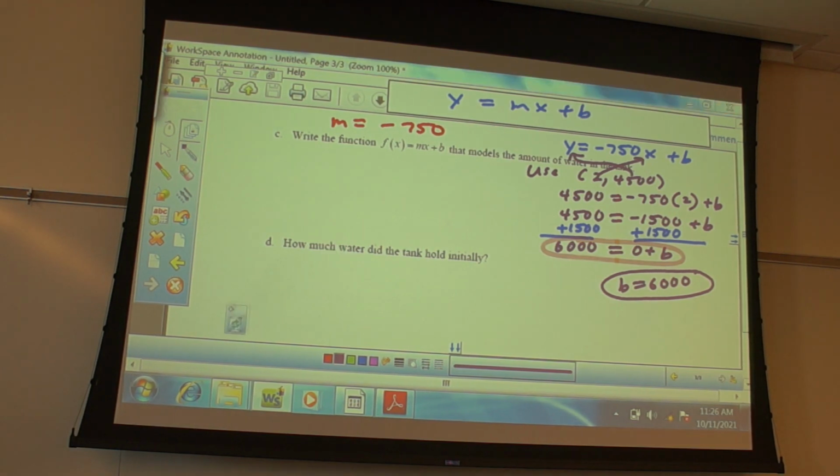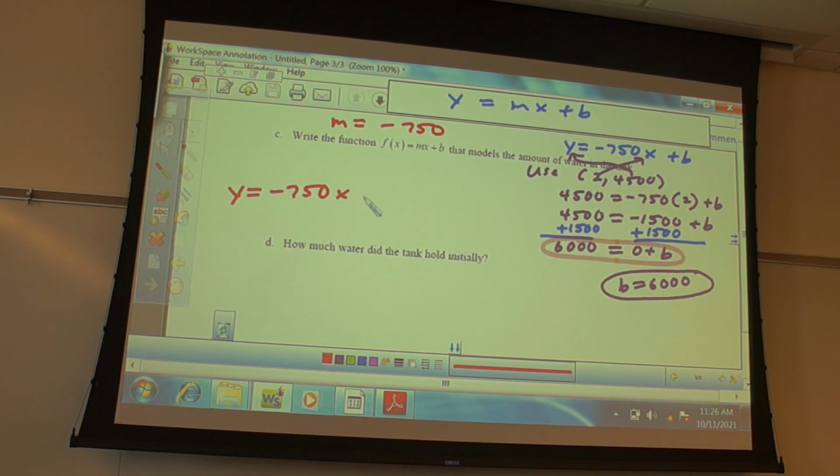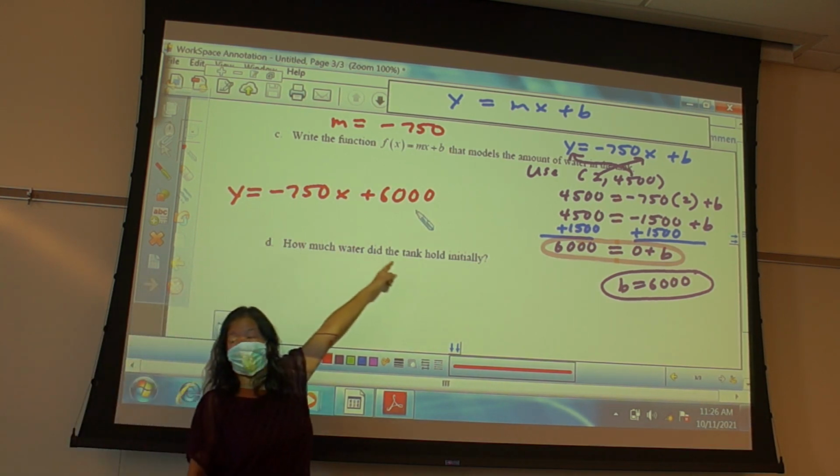Now I have my m and my b. I can write the equation. What's the equation? y equals negative 750 parentheses x plus 6,000. Plus my b, 6,000. Done. No, because it's y equals mx plus b.